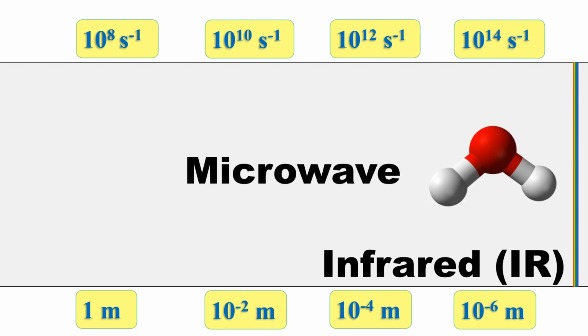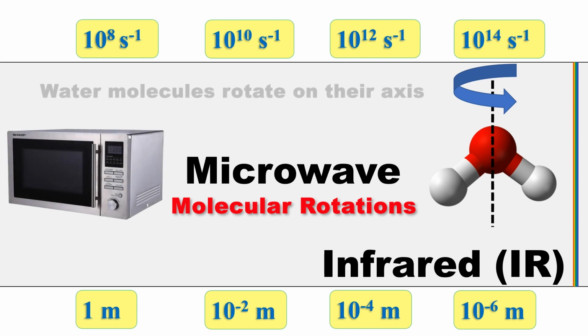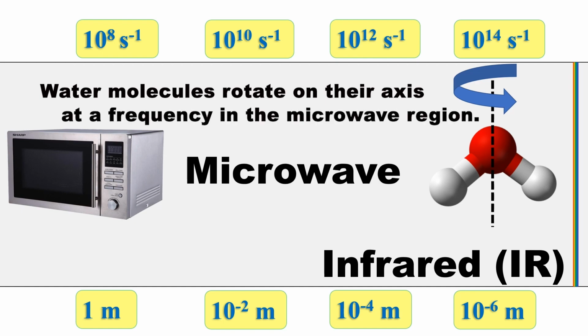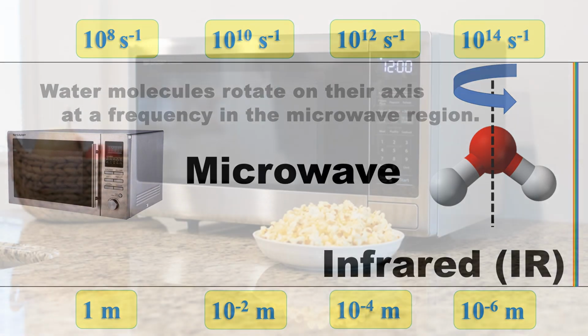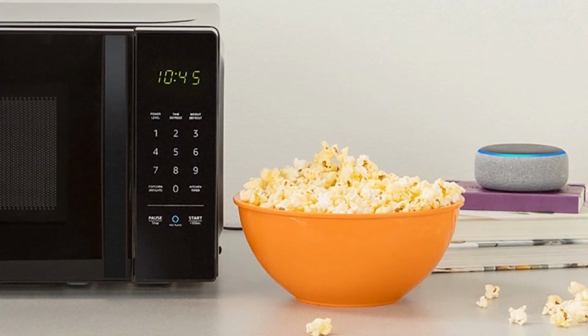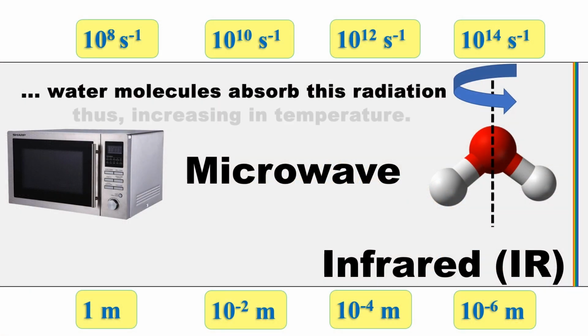Microwaves are associated with molecular rotations, and yes, this is how a microwave oven works. Water molecules rotate on their axes at a frequency in the microwave region. Microwave ovens bombard the water in food with microwave radiation, and the water molecules absorb this radiation, thus increasing in temperature.